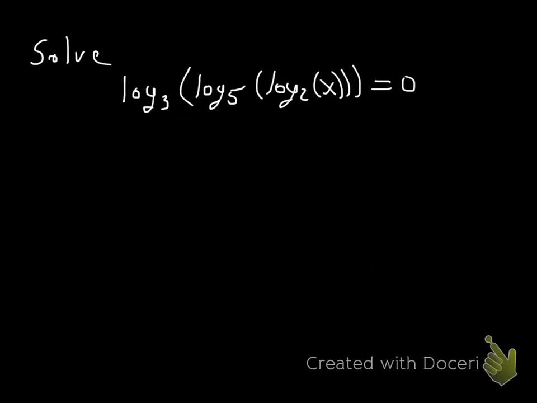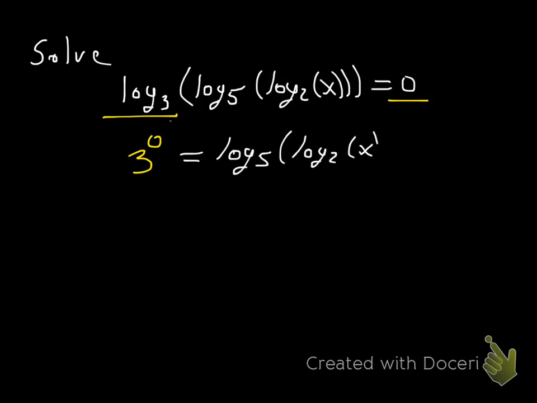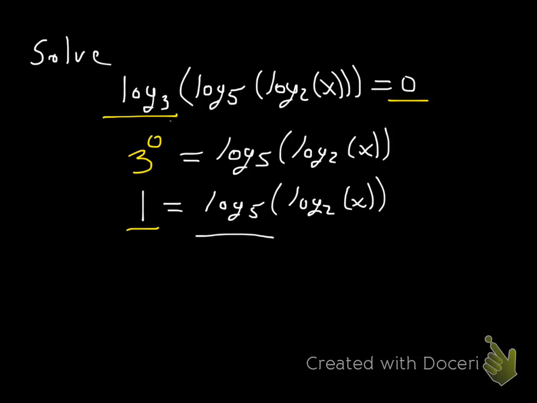So we're going to use our definition of log, so 3 to the 0, base, exponent, is equal to the argument inside the log, which is log base 5 of log base 2 of x. 3 to the 0 is 1. And then we'll play the same game again. Log base 5, exponent of 1 is equal to the stuff inside. The stuff inside the log is this log base 2 of x. So 5 to the first equals log base 2 of x.